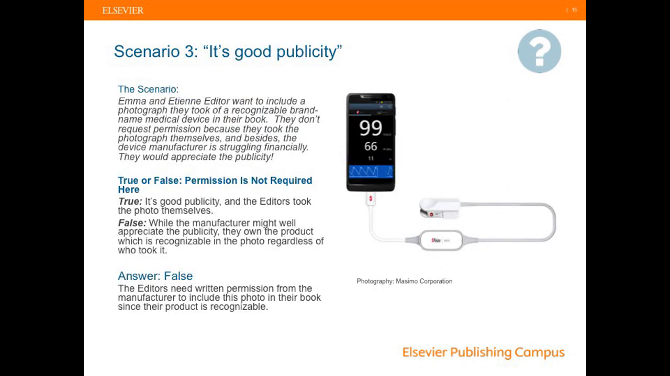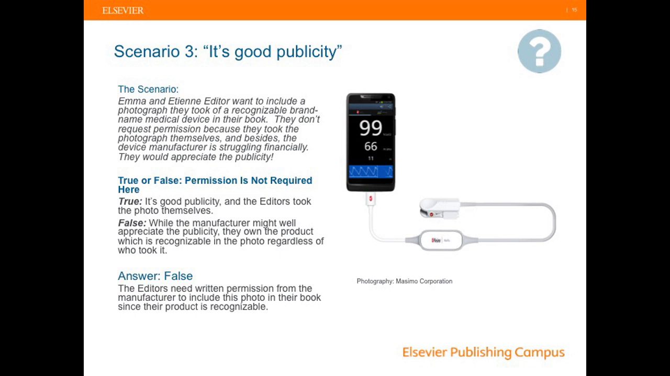Scenario 3, it's good publicity. Emma and Etienne, editors, want to include a photograph they took of a recognizable brand name medical device in their book. They don't request permission because they took the photo themselves, and besides, the device manufacturer is struggling financially. They would appreciate the publicity. True or false? Permission is not required here.